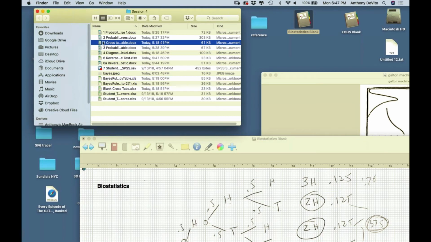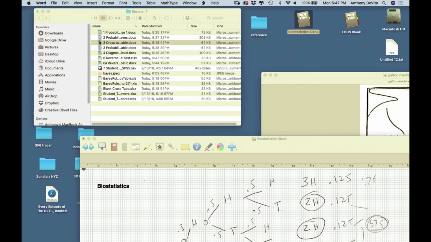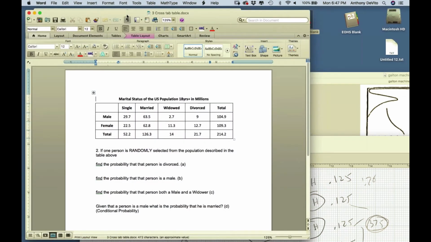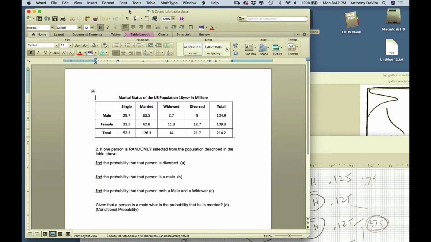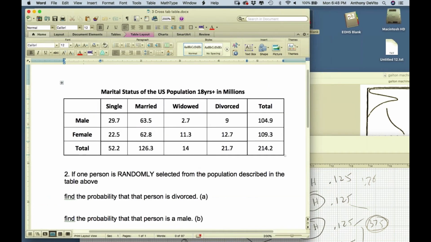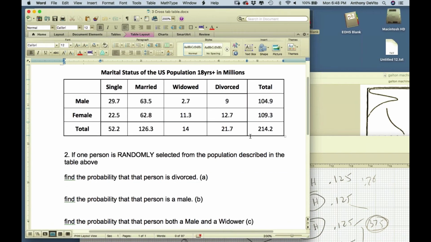Okay, so let's take a look at probabilities from another perspective also. I've got a table here, and we've been using this for a while, so it's some ancient version of statistics on the U.S. population. These are in millions of people, and this is a frequency table showing us the number of males and females and their marital status in the U.S. population. In this one, the population was 214 million.